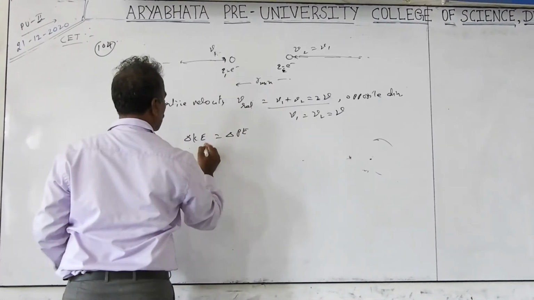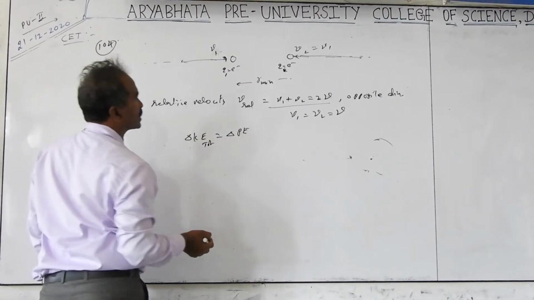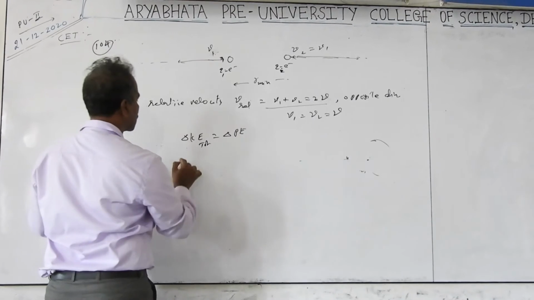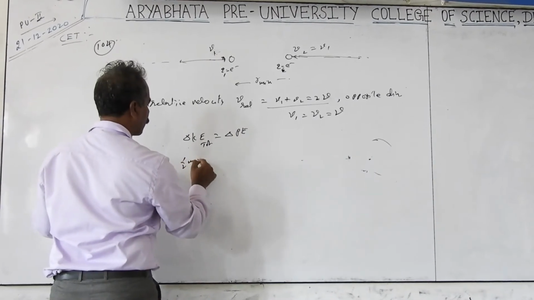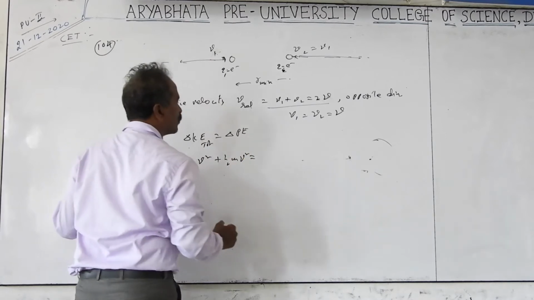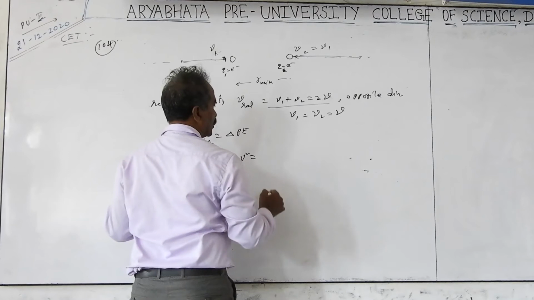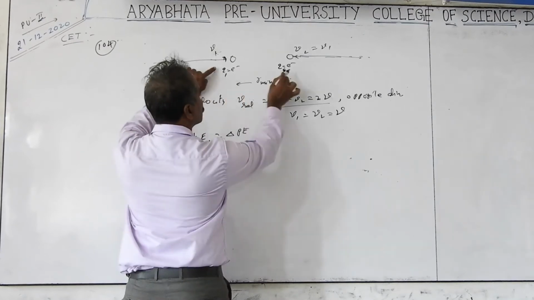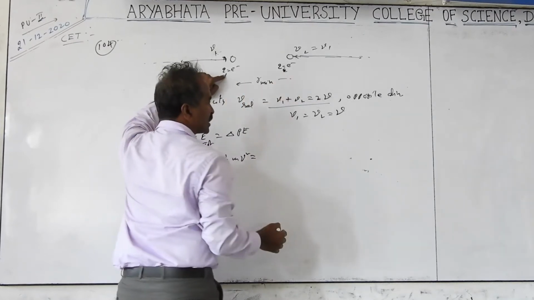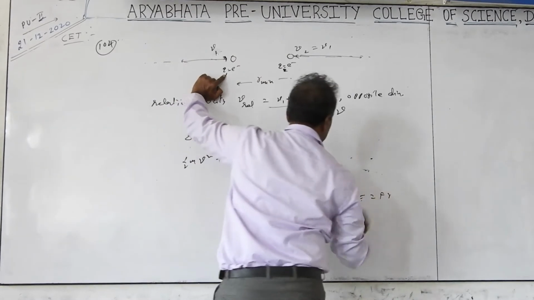The total change in kinetic energy is equal to the potential energy, a combination of the potential energy for the two particles we have to consider. The change in kinetic energy is half mv square plus half mv square, which equals the potential energy. The potential energy is equal to force into distance, that is, the force between the two particles into displacement.